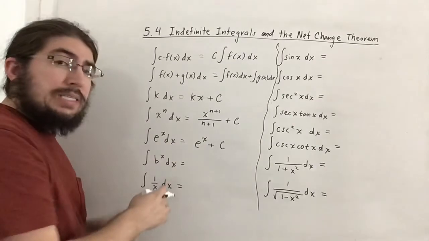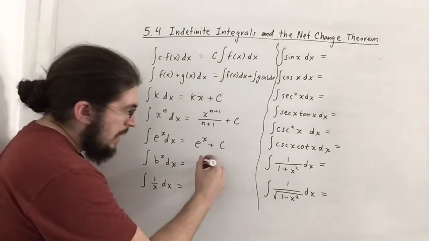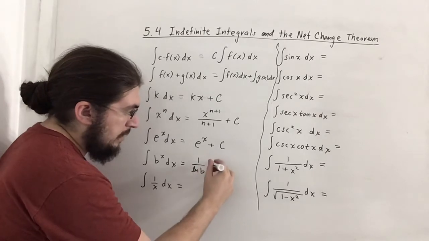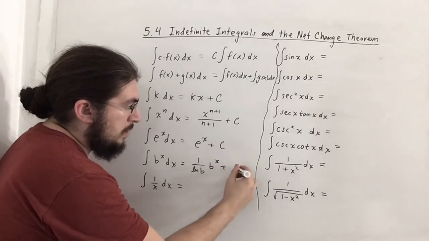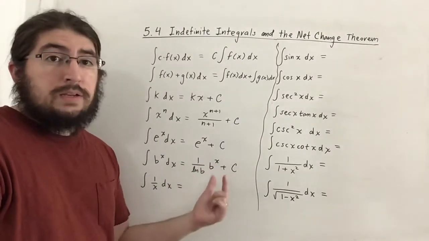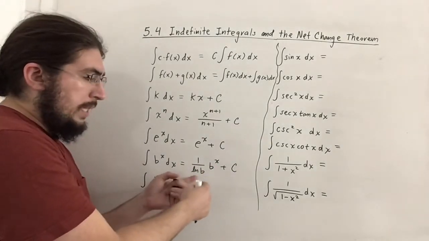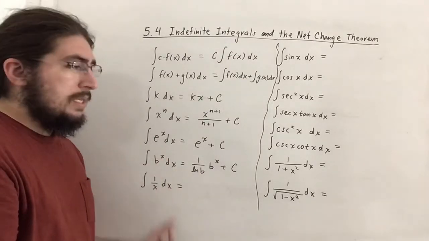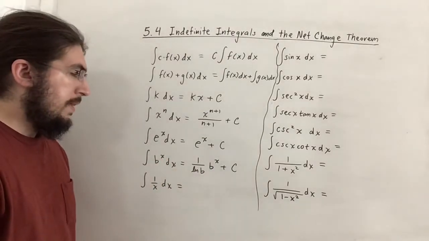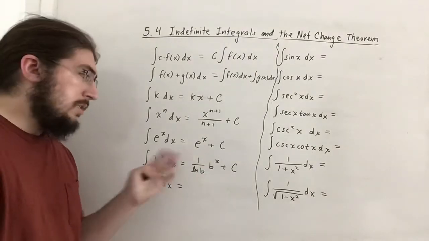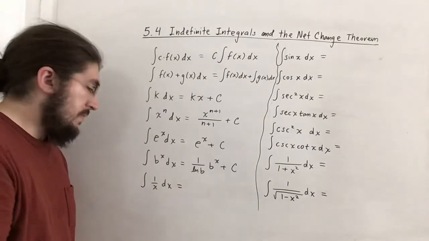Antiderivative of e to the x is itself, plus c. Antiderivative of b to the x, this one's kind of new. It's itself, but then we have to divide by ln of the base. And the reason why this is true is because notice derivative of b to the x is itself times ln of the base, so the ln of the base multiplied by 1 over ln of the base cancel, and you just get b to the x inside of the integral.